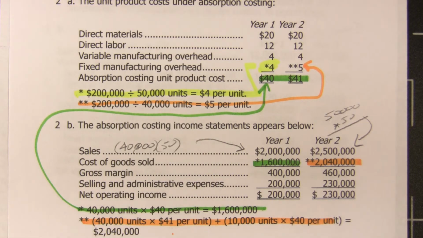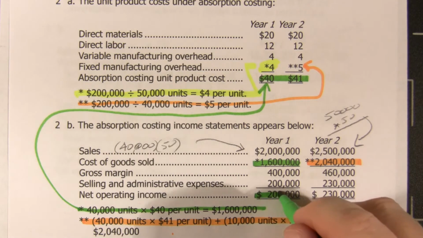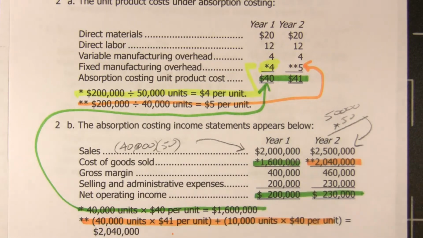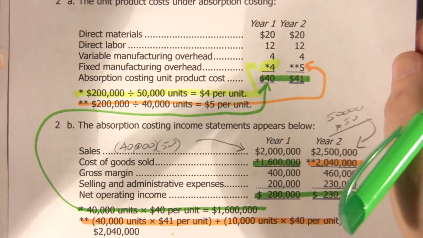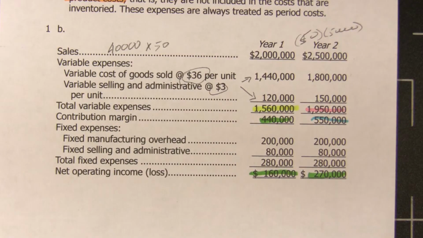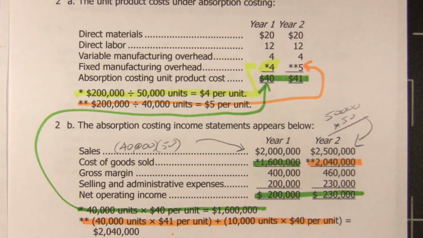You have the gross margin minus the selling and administrative expenses, and we end up with net operating income of $200,000 and $230,000 under absorption costing. Under variable costing, it's $160,000 and $270,000. And the difference between them is the amount of fixed overhead that's carried forward in the inventory.